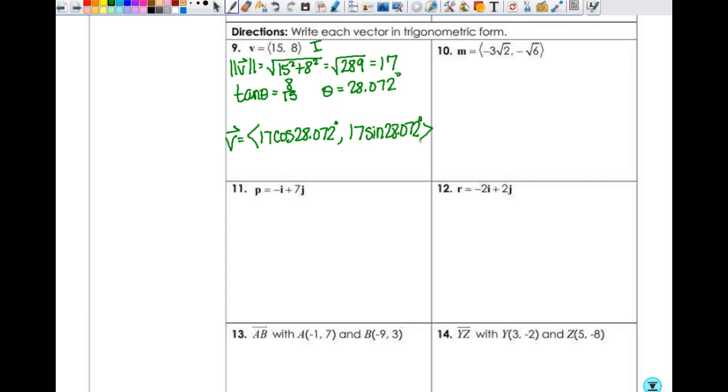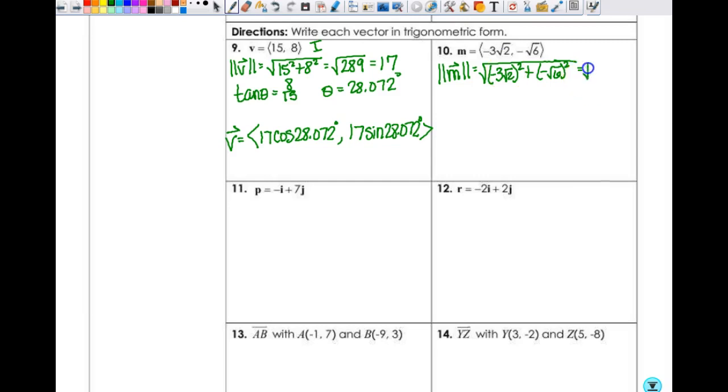All right, so I'm going to have the magnitude of m. That's equal to the square root of negative 3 square root of 2 squared plus negative square root of 6 squared. Now, chances are pretty good that somebody messed up by typing all this stuff in the calculator and didn't type it all in correctly. So you've got to make sure that you can make sense of this without a calculator.